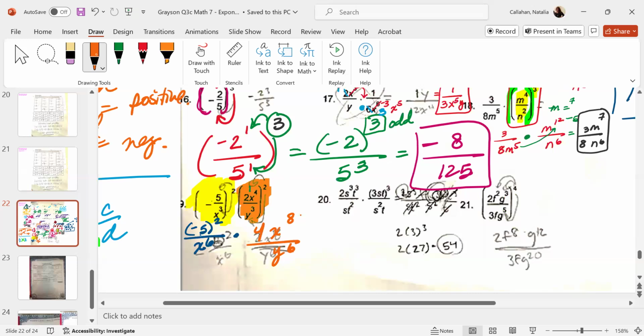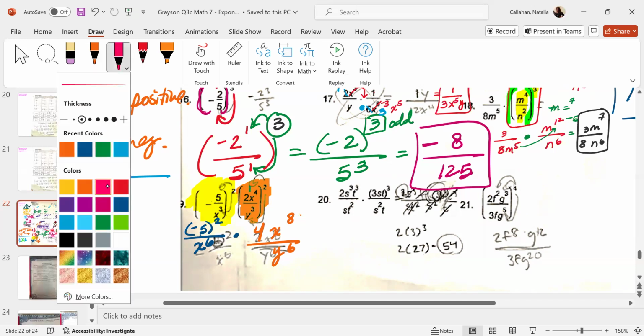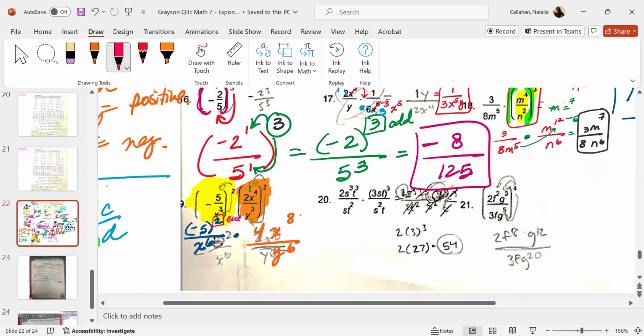X to the 8th over y to the 6th. Do you see that? Negative 5 squared is negative 5 times negative 5. Remember, this is even, and if it's even, it's always positive. So negative 5 times negative 5 is going to be replaced with a positive 25.